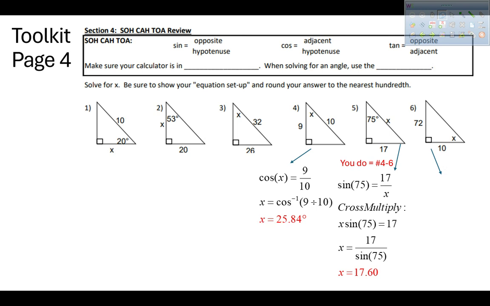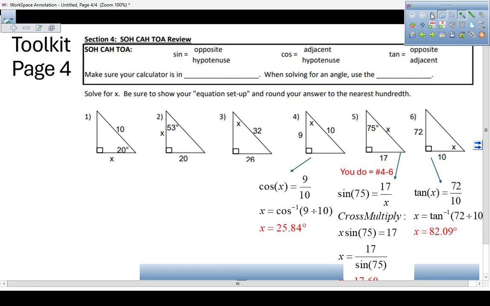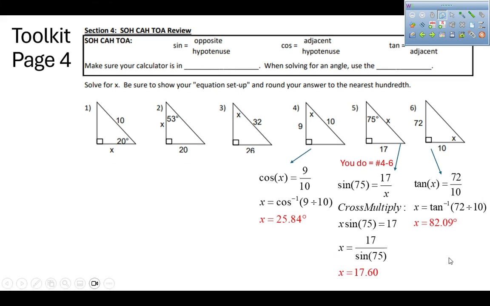All right, and then the last one, I don't have the hypotenuse leg, so it's got to be tangent. So I used tangent. Tangent of my angle, which is x, is opposite, which is 72, over adjacent, which is 10. And then to get rid of the tangent, I had to do the tangent inverse. So that led me to 82.09. What do we think? Okay with that? All right.